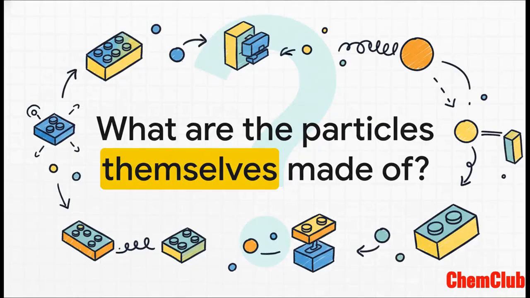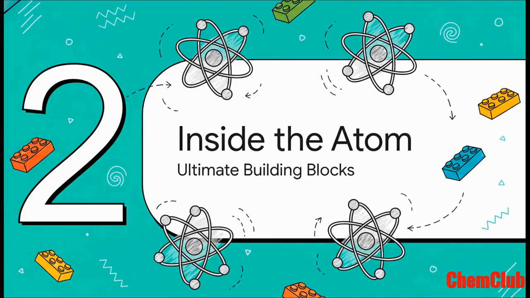All right, so level 1 complete. Everything is made of particles. Got it? But that just leads to the next question, doesn't it? What are those particles? What are the actual Lego bricks that build everything else? Time to zoom in one level deeper. And that brings us to the atom.